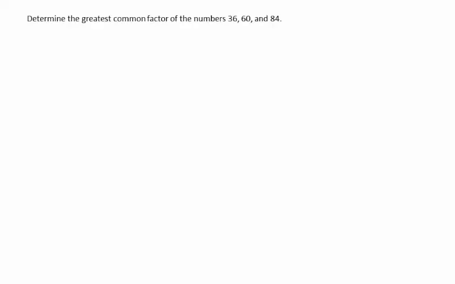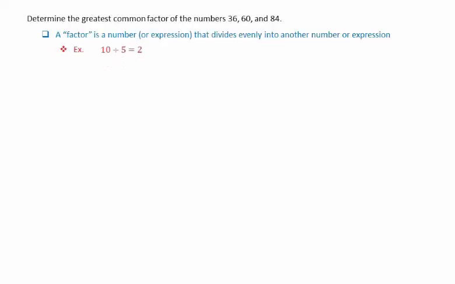Determine the greatest common factor of the numbers 36, 60, and 84. A factor is simply a number or expression that divides evenly into another number or expression with no remainder. As an example, we know that 10 divided by 5 equals 2. We can then say that 5 is a factor of 10 because it divides evenly into 10.